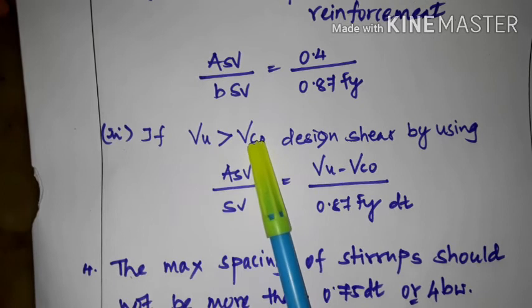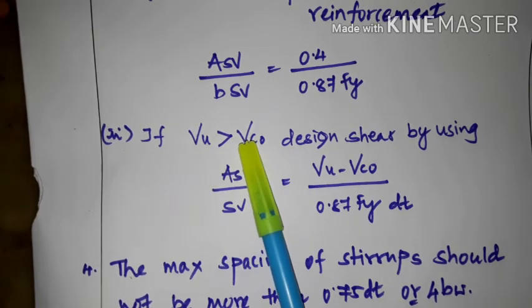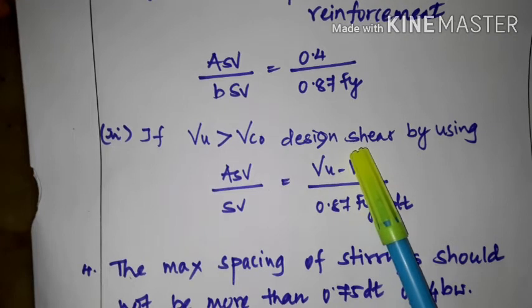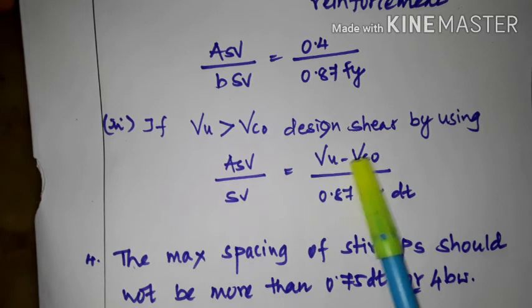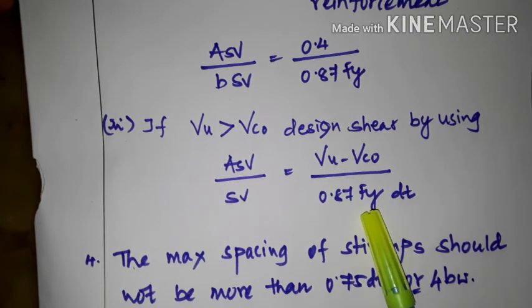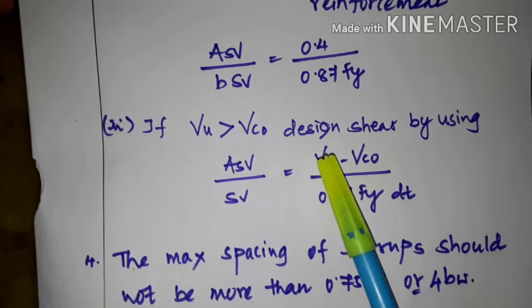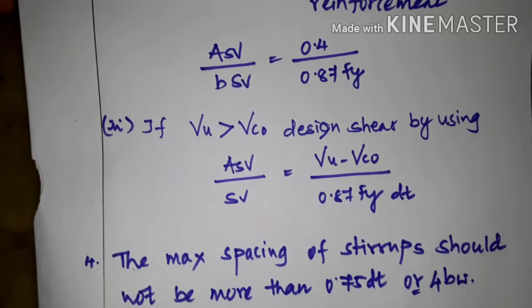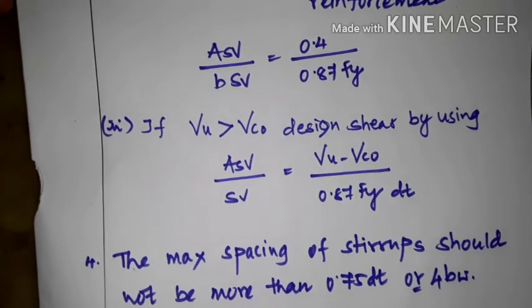Then second condition is if VU is more than VCO, means the shear acting on beam is more than its resistance. So we have to design for shear reinforcement by using ASV upon SV is equal to VU minus VCO upon 0.87 Fy dt. VU minus VCO is the net shear, and for this balance shear we have to design the shear reinforcement.